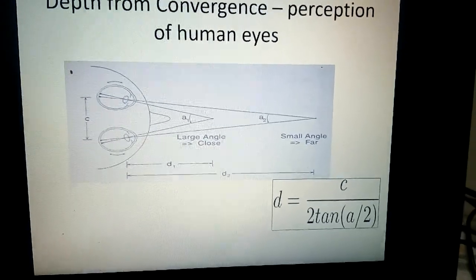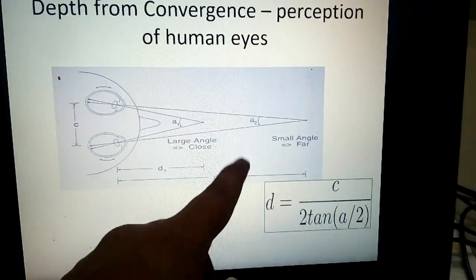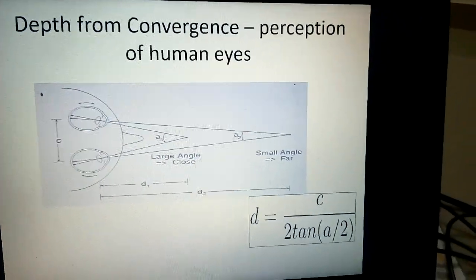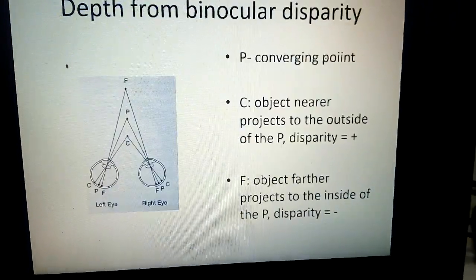So you see, how are we going to find a relation between this angle and this depth? This is done using this formula: D is equal to C by 2 tan A by 2.